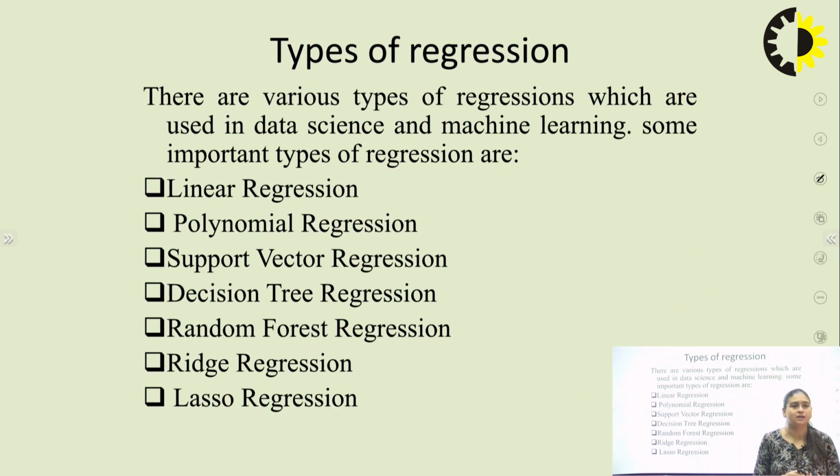Now there are several types of regression, and in the syllabus, we will discuss linear regression and logistic regression as per the AKTU syllabus. It is the first topic in unit 2. Types of regression, what are the applications of it, etc. There are various types of regression used in data science and machine learning, and some important types are, for example, linear regression, then we have polynomial, SVR, decision tree regression, random forest regression, ridge and lasso regression. We'll discuss in detail linear regression and logistic regression.